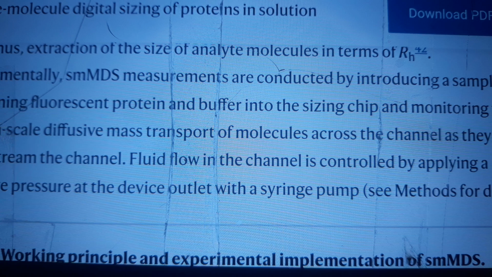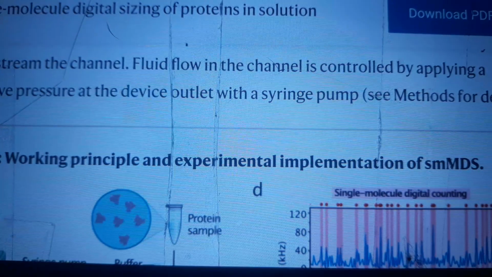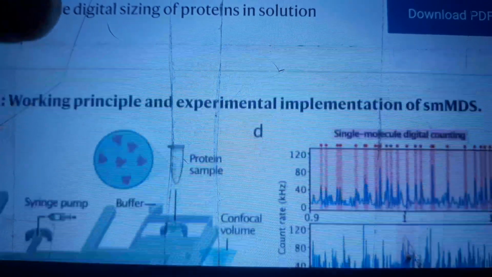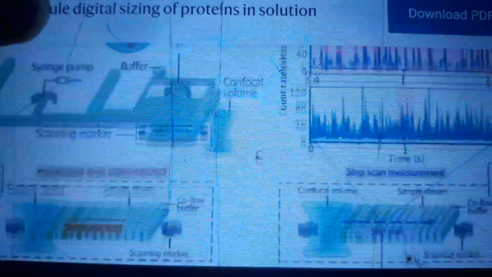Experimentally, SMMDs measurements are conducted by introducing a sample containing fluorescent protein and buffer into the sizing chip and monitoring the micron scale diffusive mass transport of molecules across the channel as they flow downstream. Fluid flow in the channel is controlled by applying a negative pressure at the device outlet with a syringe pump. This is a diagram showing the working principle and experimental implementation of SMMDs.